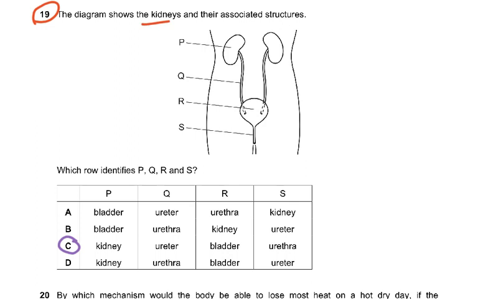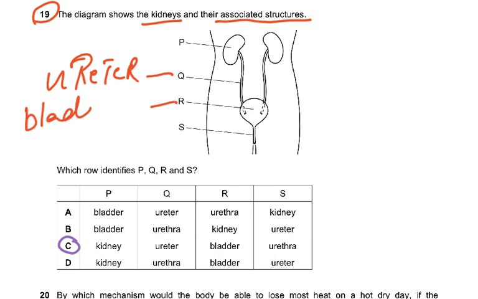Question 19. The diagram shows the kidneys and their associated structures. So P is the kidney, Q is the ureter, there are two ureters, R is the urinary bladder, and then S is the urethra. Which row identifies P, Q, R and S? So P has to be the kidney, so you have to narrow down to C and D. And then Q was the ureter, so it was only this one which was correct, and bladder and urethra.